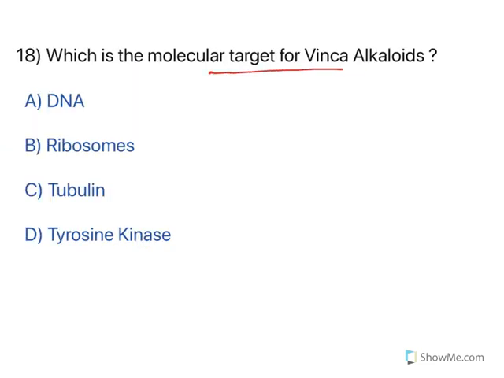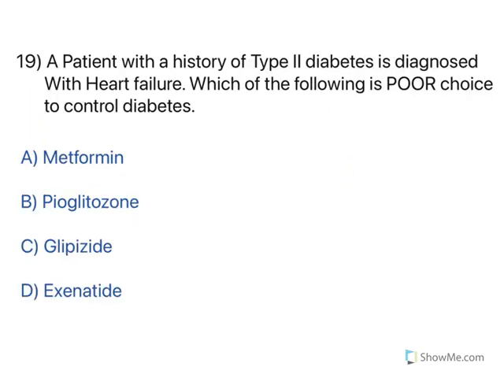Which of the following is a molecular target for Vinca alkaloid? Vinca alkaloid is an anti-neoplastic drug and it targets tubulin. There are so many drugs like alkylating agents, all of which target DNA, but Vinca alkaloids target tubulin and inhibit cell multiplication. Going to the next one.